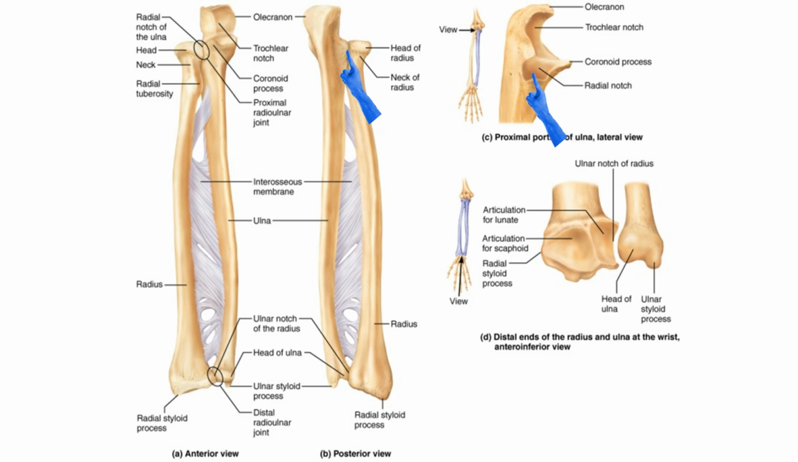Here is the big trick. Unlike the radius, the head of the ulna is at the distal end. Finally, we have the styloid process of the ulna, which helps stabilize your wrist. Remember, radius head is up, ulna head is down.